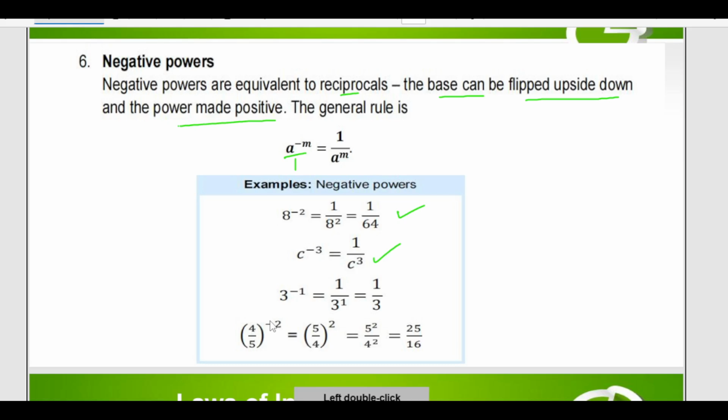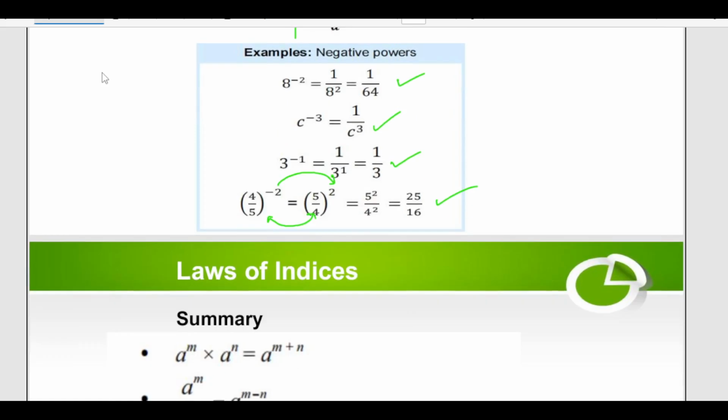So 3 power negative 1. This will come down and become positive, 1 over 3. If we have a fraction 4 over 5, you can flip it, you see here this 4 over 5 became 5 over 4, and then the power became positive from negative, right. So then 5 squared over 4 squared, 25 over 16. Okay. So whenever you get negative powers, they are equivalent to the reciprocal, right.